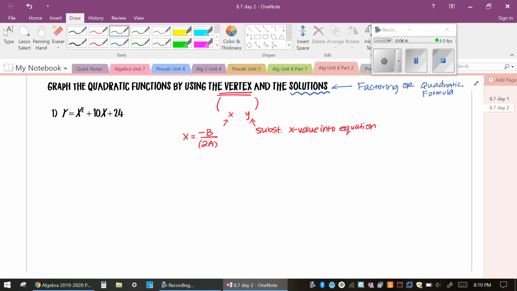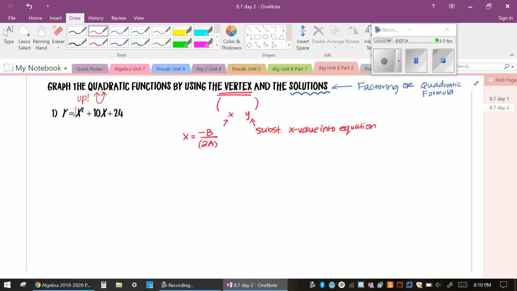Okay, let's take a look at number 1. Y equals x squared plus 10x plus 24. I need to graph this parabola. The first thing that I notice is that my leading coefficient is positive 1. That means that my parabola is going to open up. So I already know that it's going to look like a smiley face.